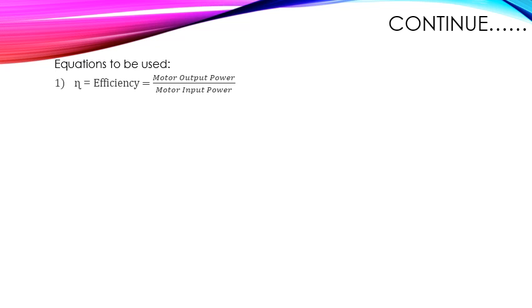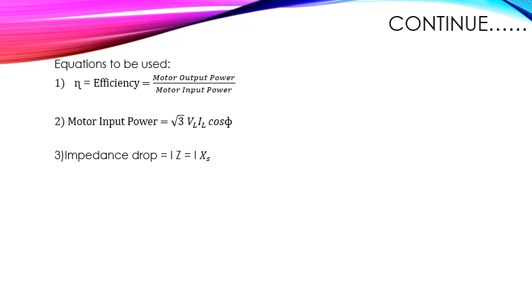Now you see the equations to be used. First, efficiency, we know that efficiency is motor output power divided by motor input power. Then motor input power is equals to, for three-phase system with the line values, root 3 VL IL cos phi. Then impedance drop, we have already seen it in the previous question, that is the product of I, Z. Here the armature resistance is negligible, that's why the impedance drop is equals to the product of current and synchronous reactance.